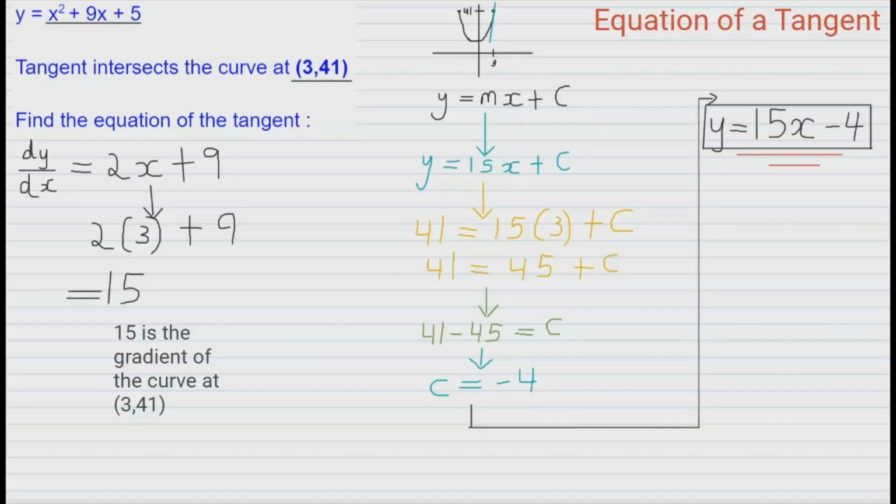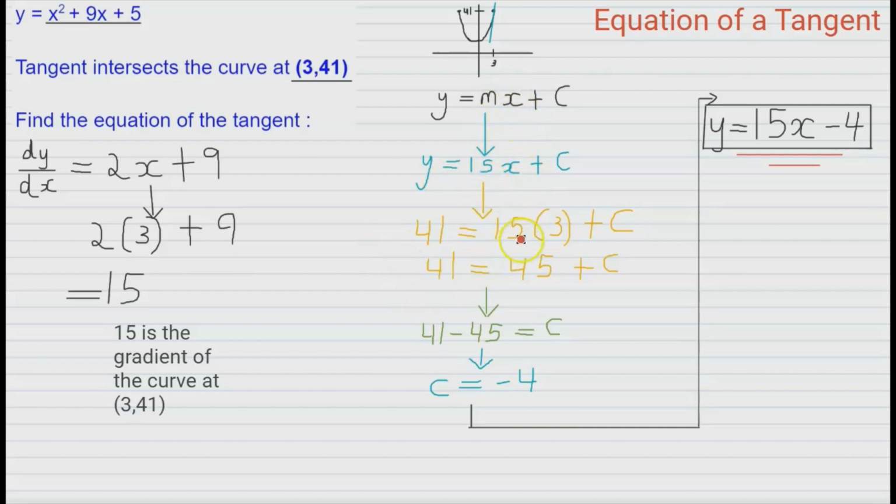Answer. Of course, you can see here you've got your answer of y is equal to 15x minus 4 as the equation of your tangent. And you can see the entire process here. First, of course, you differentiate it to get 2x plus 9. Then you of course get your gradient, as I have said here. 15 is the gradient at this point, and therefore is the gradient on the tangent as well.